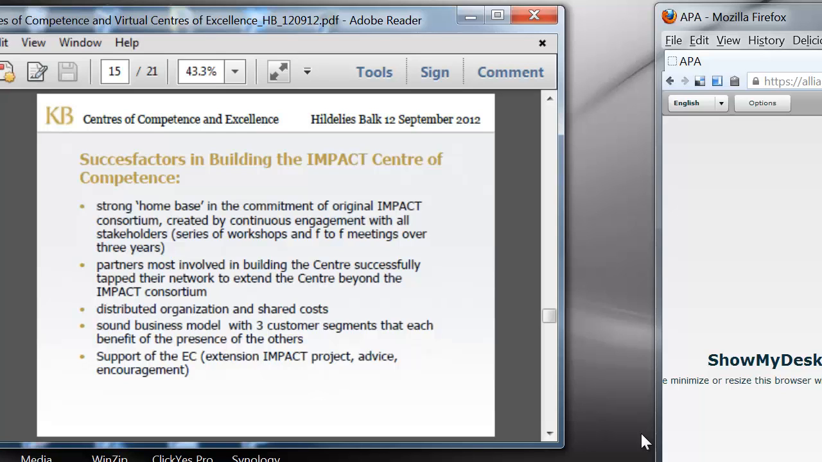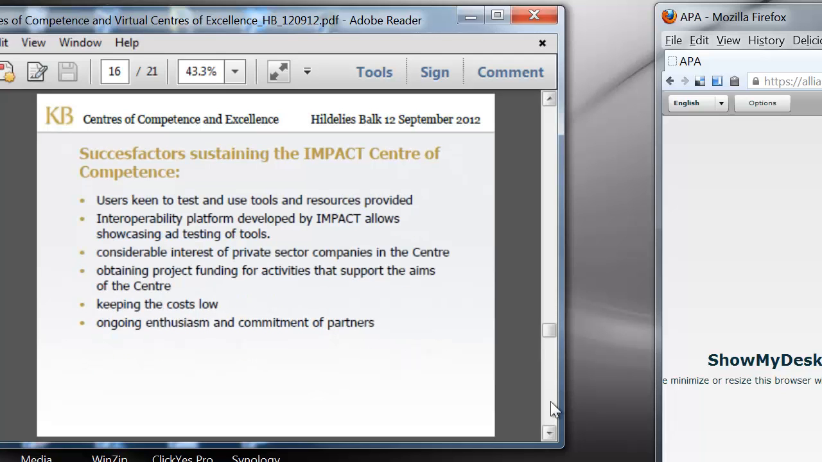Next, please. So success factors. A strong home base we had, I already told you. The partners had a good network, and they tapped into it to extend it. We have a distributed organization, shared costs, a sound business model, and a lot of encouragement from the EC. Our project was extended to support the building of the center with hardly any effort. Really good support of the EC. Next, please.